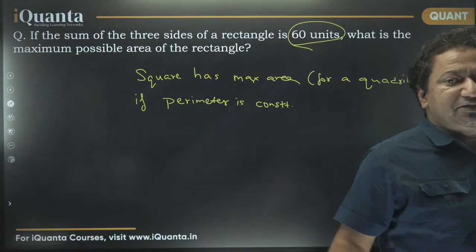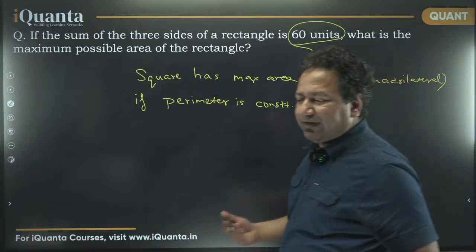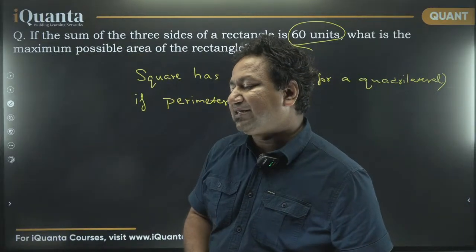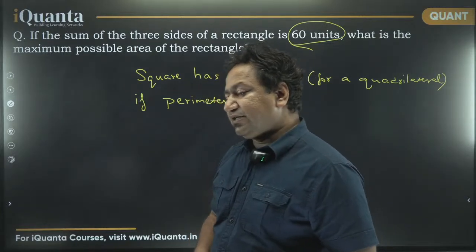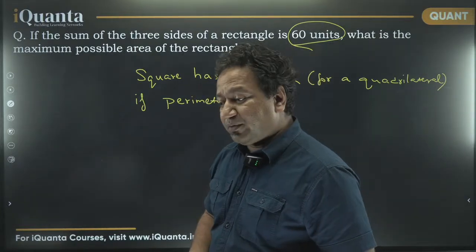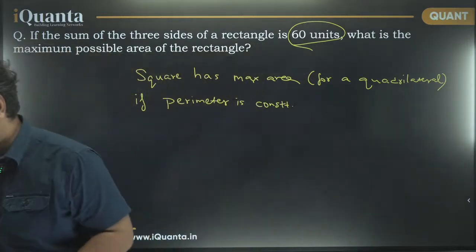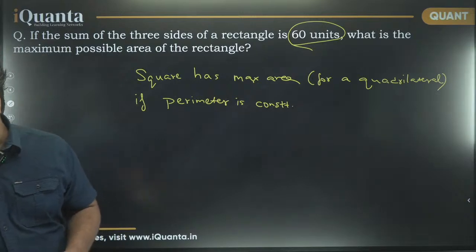If the perimeter is known to you, then you can find the square. But in this case, the perimeter was not known. Only the sum of 3 sides was known. And that's the reason we're not able to assume a square. Cool? Got it, everyone?